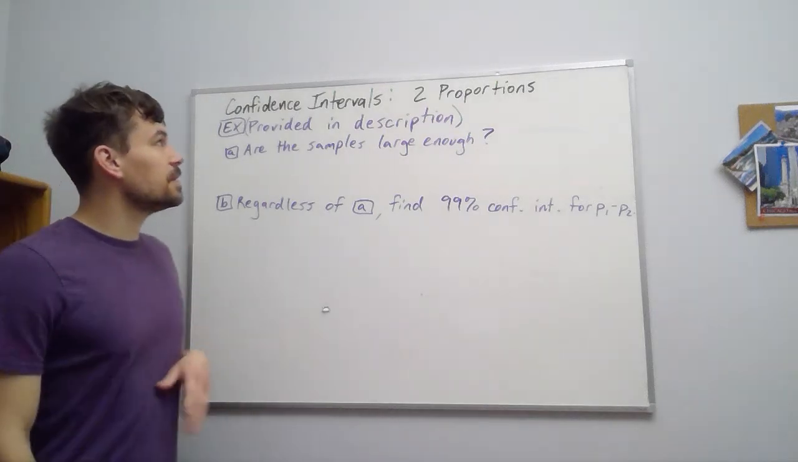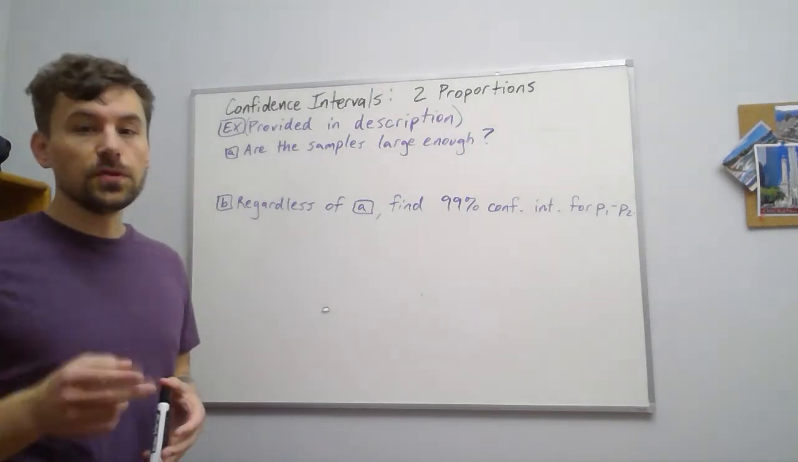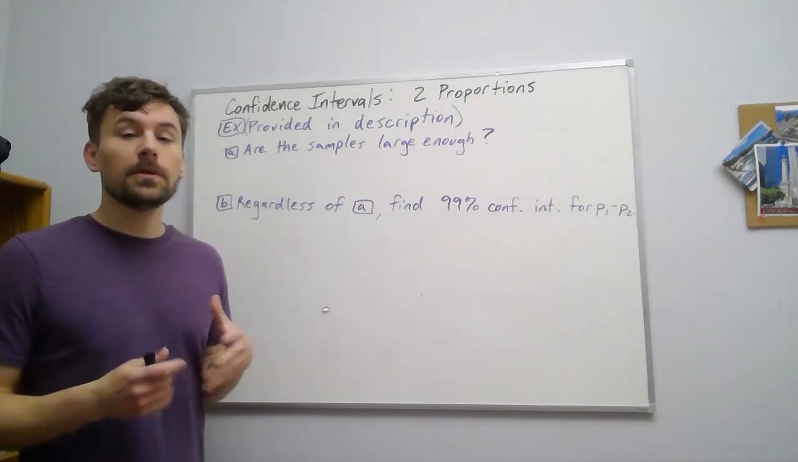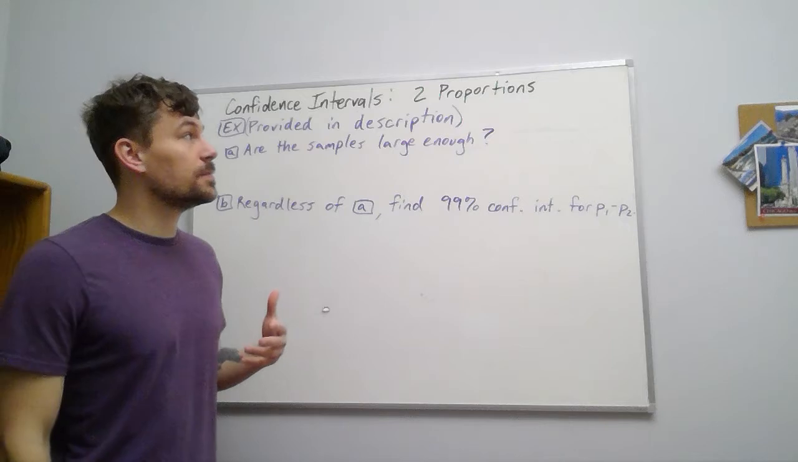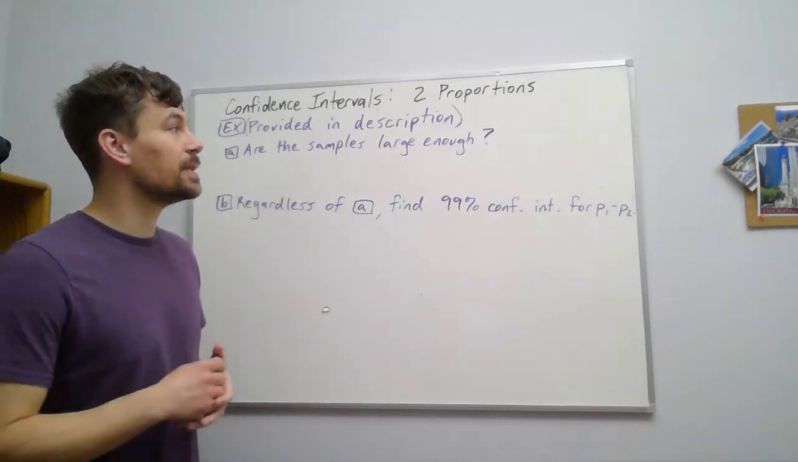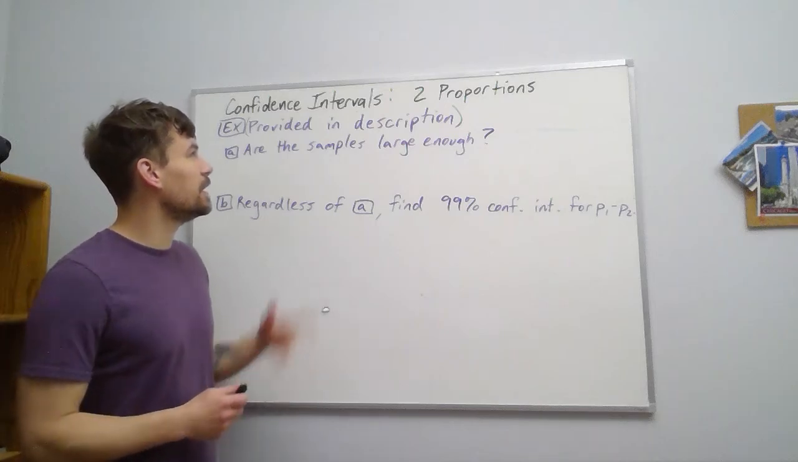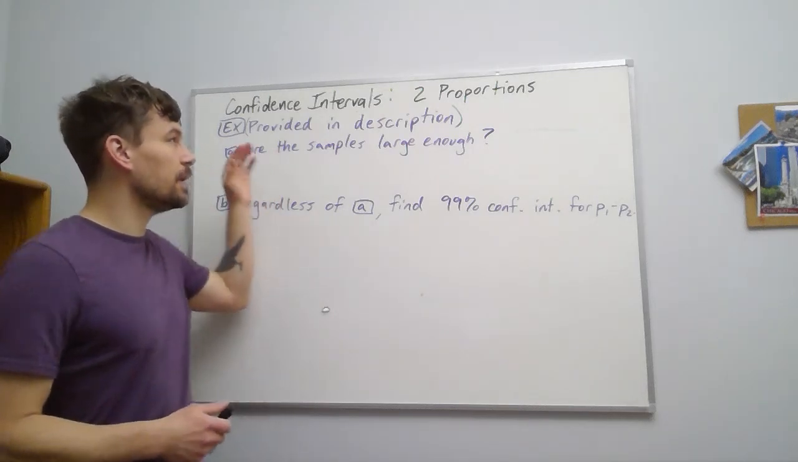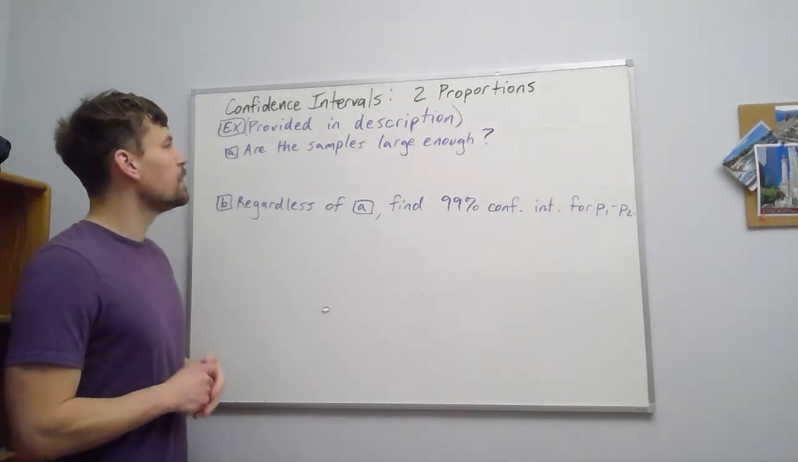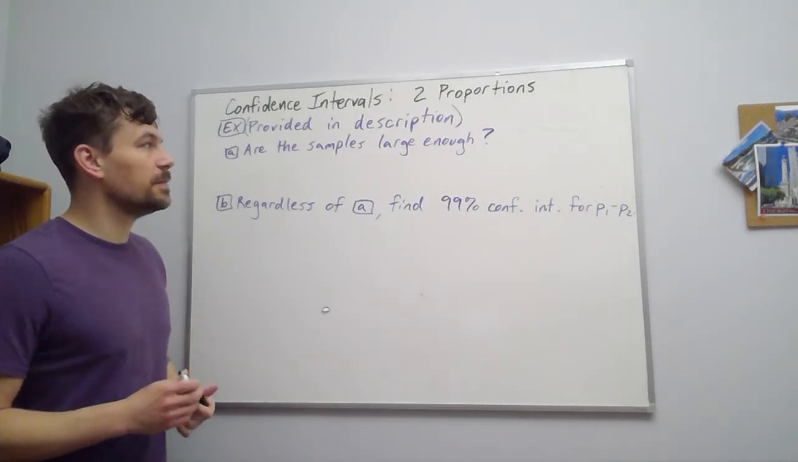Let's investigate some confidence intervals for two proportion situations. So this would be where we have two distinct populations and we're asking some sort of categorical, yes/no type of question. So in this particular one, take a look at the examples provided in the description there. The first thing we want to know is, are the samples large enough?